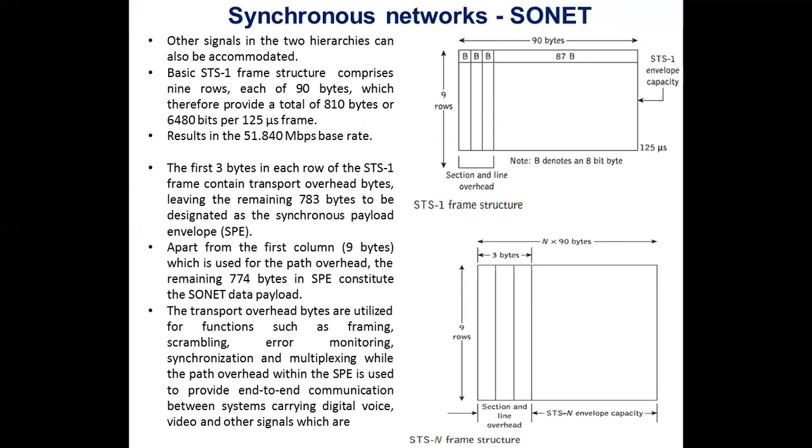The remaining 774 bytes will consist of the data payload, and the transport overhead bytes which we are using will be used for framing, scrambling, any errors if they occur, any synchronization or multiplexing. So the data which is carried by the SONET could be voice, video, and other signals as well.